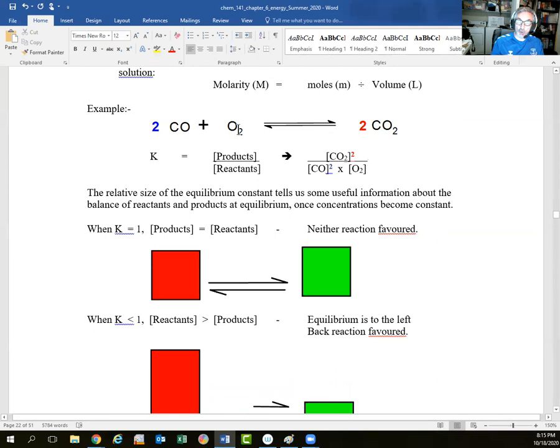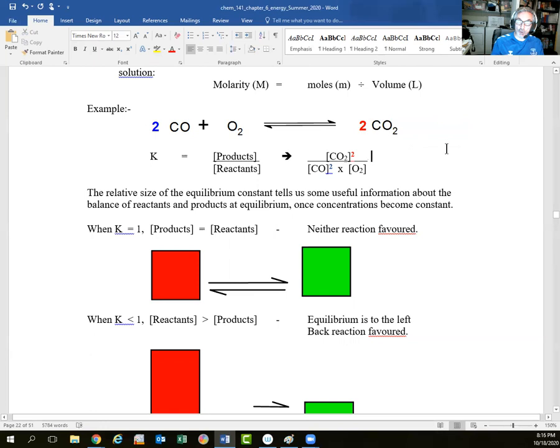So for the setup, it's the concentration of carbon dioxide divided by the concentration of the reactants, CO and O2. We take the carbon monoxide concentration to the power of 2 because there's 2 moles in the equation. And we take the carbon dioxide concentration to the power of 2 because, again, there's 2 moles in the equation.